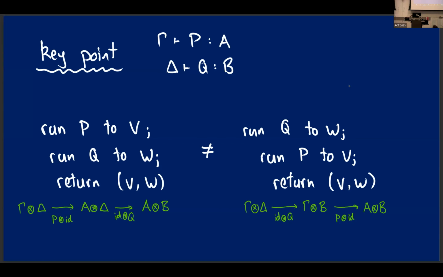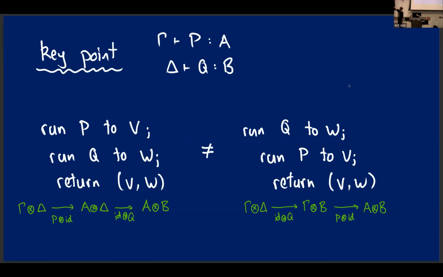Now if you interpret that from a semantic point of view, thinking in a kind of linear style, if you're familiar with these kinds of things, what this program is doing is: I've got gamma and delta, so you can think of that as a list of both gamma and delta. I'm running P first and ignoring all my delta things. And then I'm running Q and ignoring all my A's. And then I'm just pairing those up together into that VW. And that's not the same as running Q, running P, and then pairing up the results, which is, from a semantic point of view, running Q and leaving gamma alone, running P and leaving B alone, and then pairing up the results.